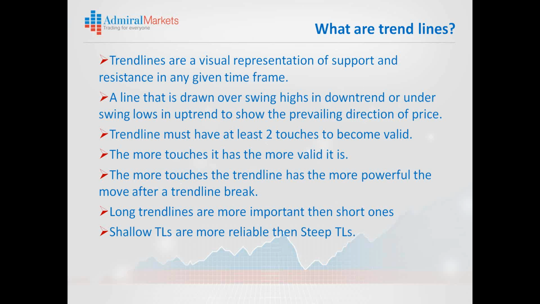A trend line is a line drawn over swing highs in a downtrend or under swing lows in an uptrend to show the prevailing direction of price. If we have an uptrend, we draw just below swing lows, connecting two or more bottoms. If we have a downtrend, then we connect swing highs. A trend line must have at least two touches to become valid. The more touches it has, the more valid it is, but if we want to trade a trend line, we must have at least two touches.